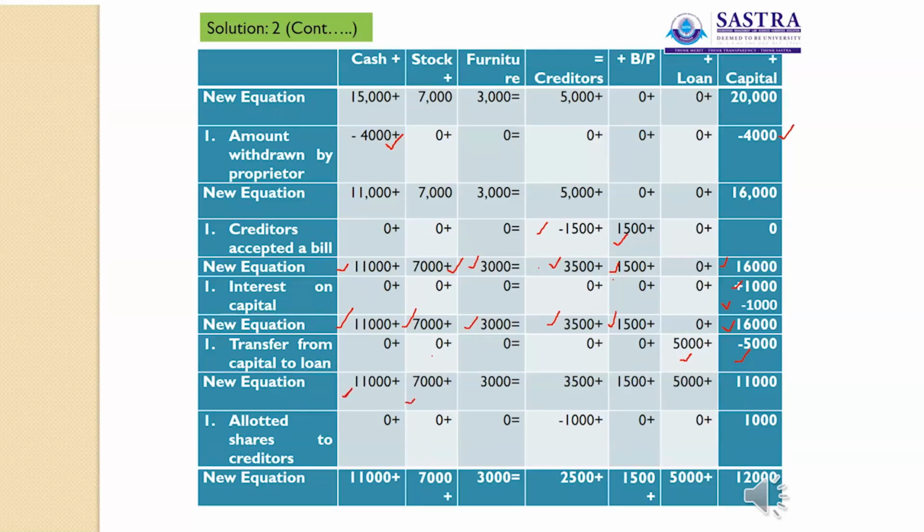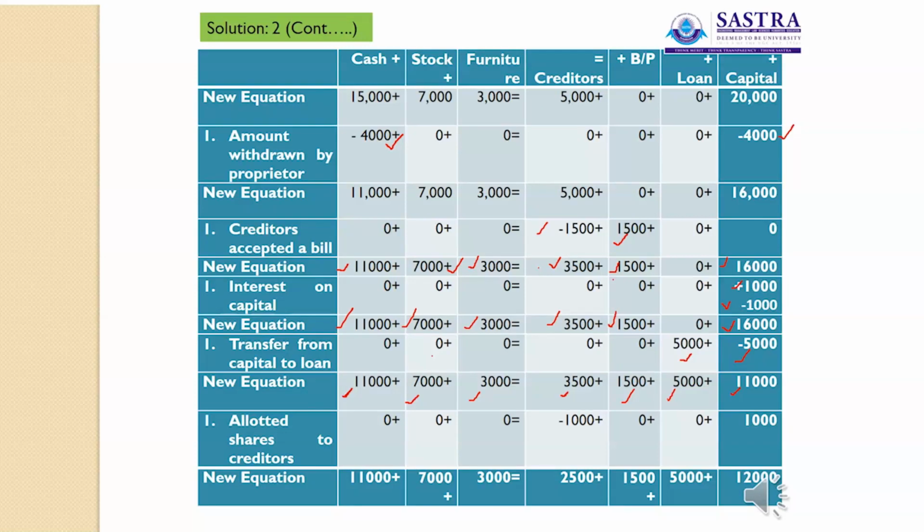Cash 11,000, stock 7,000, furniture 3,000, creditors value 3,500, bills payable 1,500, loan 5,000 increased, then capital value 11,000. Already 16,000, now reduce the amount of 5,000, so the remaining is 11,000.